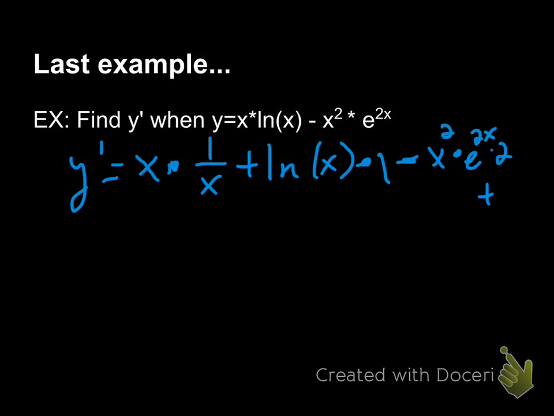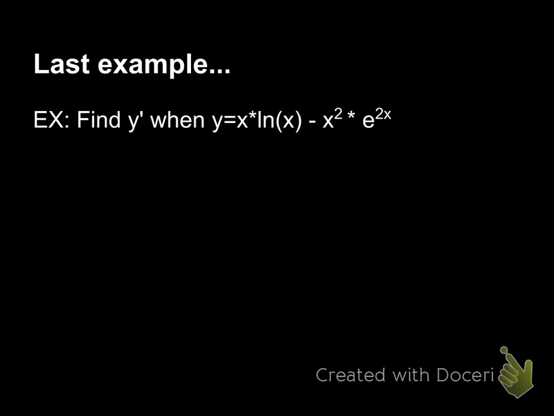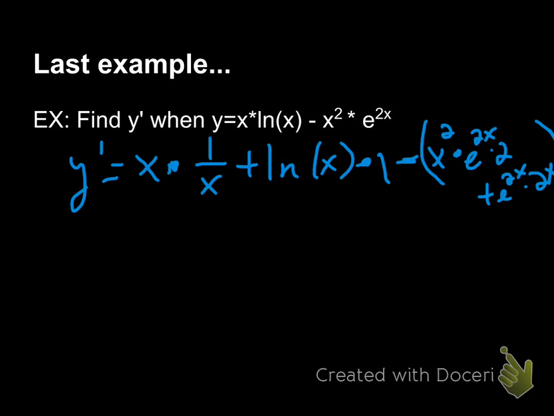Plus 2x, e to the 2x times 2x. Times negative 2x, right? Or no? Why are we separating? Explain. Product rule, yeah, whatever you want to call it.